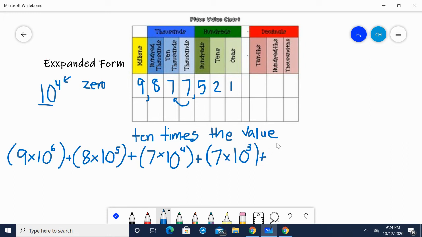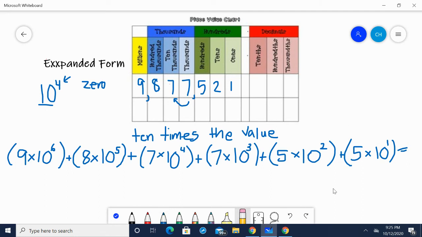Now I have a 5 in my hundreds place. 5 times 10, 1, 2, to the 2nd power, plus our last place right here. We have 2 times 10 to the 1st power. I'm sorry, let me erase real quick. So that's not a 5, that would be a 2. See, I'm not perfect either. We got it. It's okay.